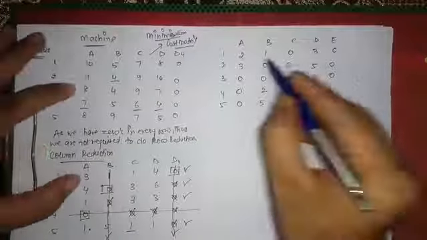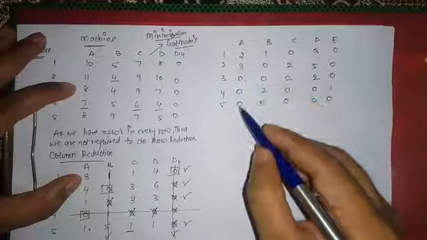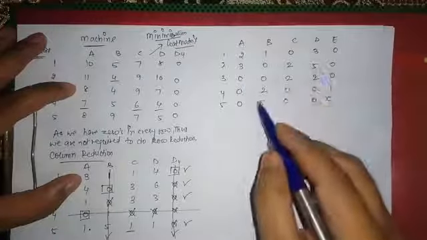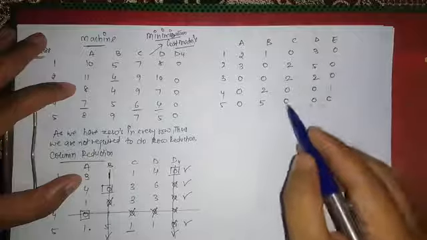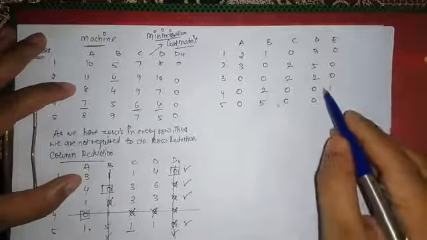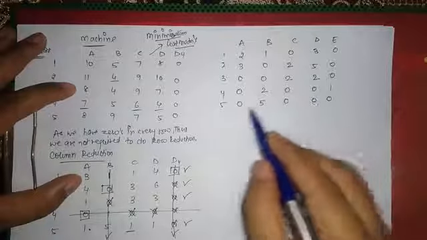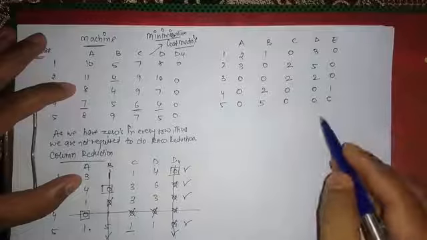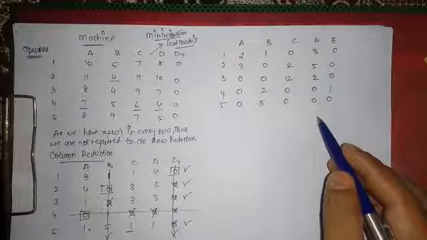So is there any single 0 in the first row? No. Is there any single 0 in the first column? No. Is there any single 0 in second row? No. Is there any single 0 in second column? Third row? Third column? No. Fourth row? No. Fourth column? No. Fifth row? No. Fifth column? No.